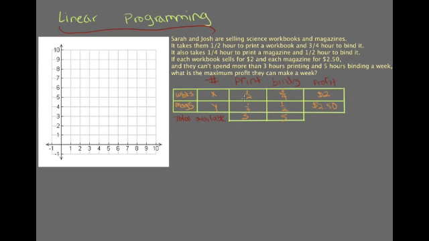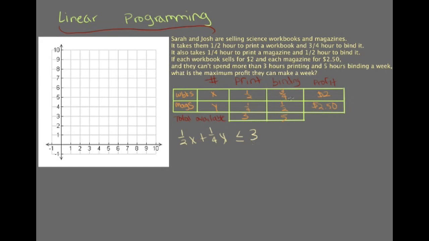And if we add that to how long it takes to print Y number of magazines, we'll need to put it less than or equal to 3 hours. So basically, we would do 1/2 x plus 1/4 y is less than or equal to 3, because it needs to be less than or equal to 3 hours, our total printing time.